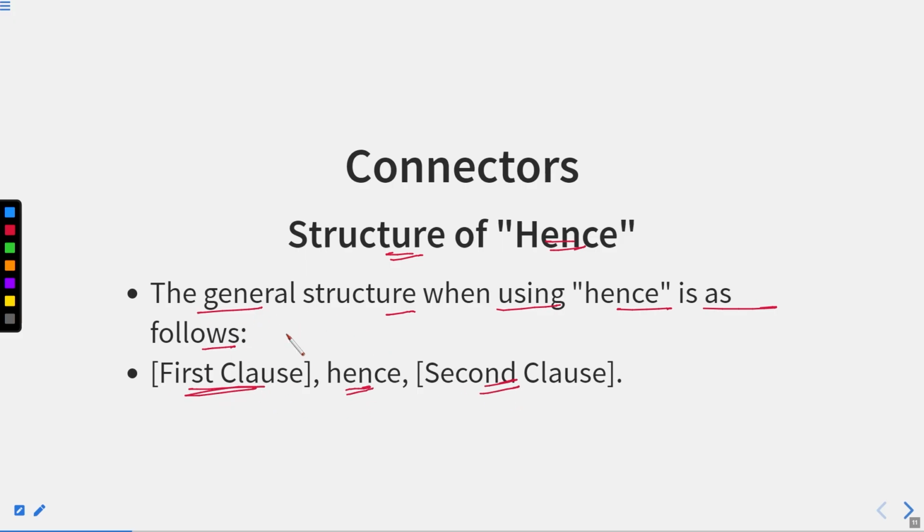Now, why am I writing clause over here? Because here the entire sentence is not written, only phrases are written. It means we write some words only. We need not write the entire structure, that is subject plus verb plus object. We need to write only the phrase part, that this happened, hence this happened. So we need not write the entire sentence.